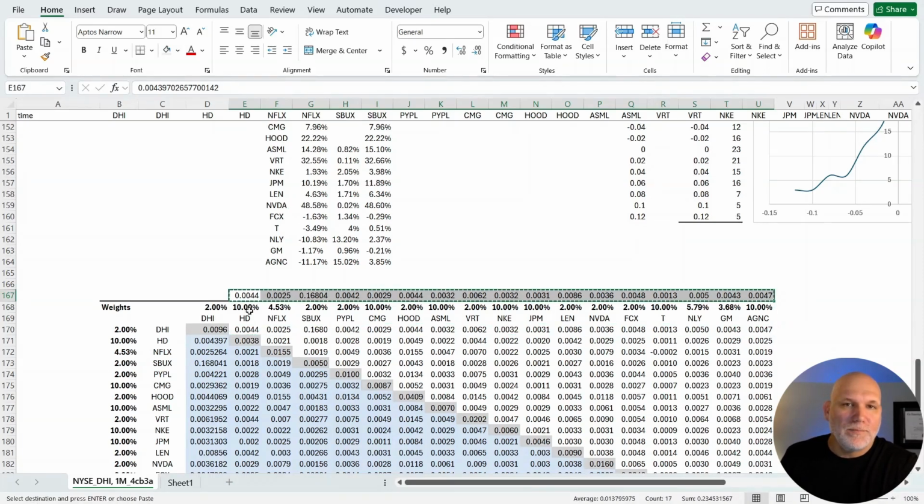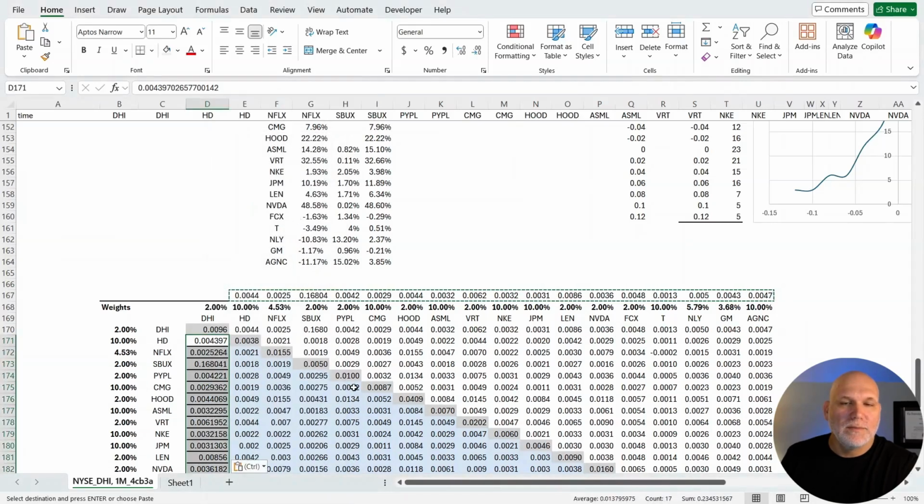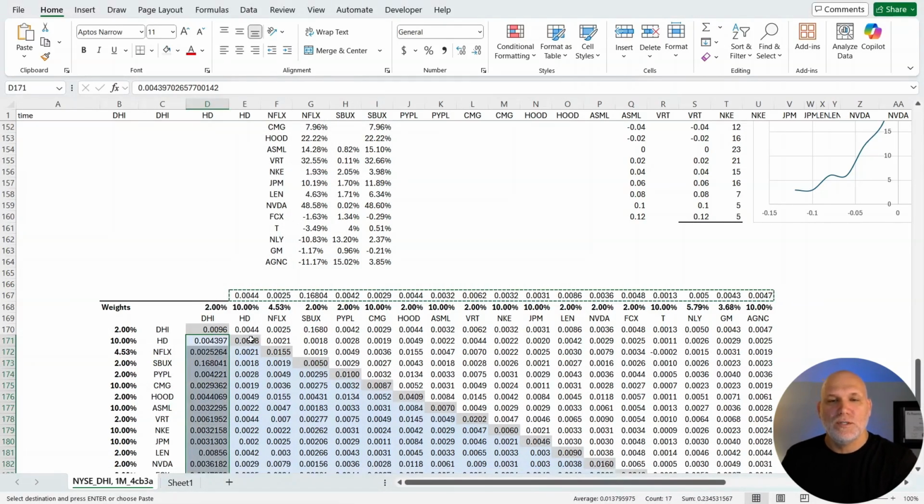So I grab that. I'm going to copy it, and I'm going to stick it down over here. And I'm going to transpose that. And that's what it's going to look like, okay? I'm going to Control Z because I've already done that. I'm just showing you for an example. I'm grabbing this, and now I'm comparing Home Depot with DHI, Netflix with DHI, Starbucks with DHI, just like we did across the top. Okay.